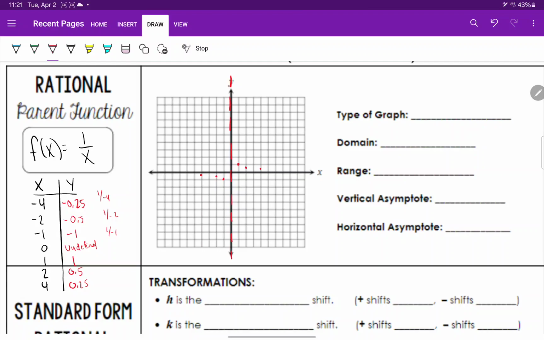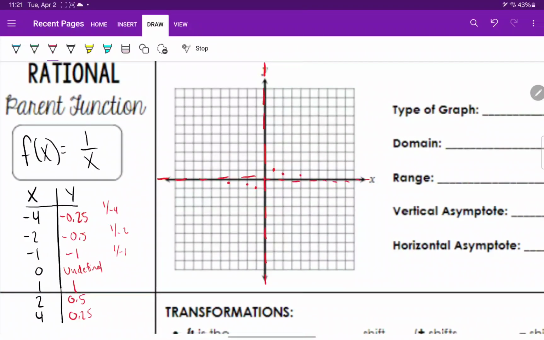Now for this one, just as a reminder, we do have two asymptotes. The first one is the vertical line at x equals 0. The second one is the horizontal line at y equals 0. So we have these two asymptotes that are the x and y axes. And then we're going to connect our dots. When we make our dots for this rational function, we want to get them close to the asymptotes without crossing or touching them.